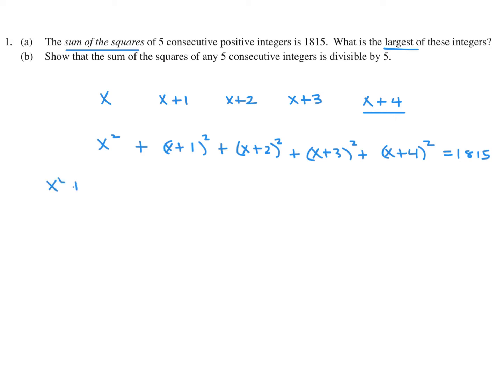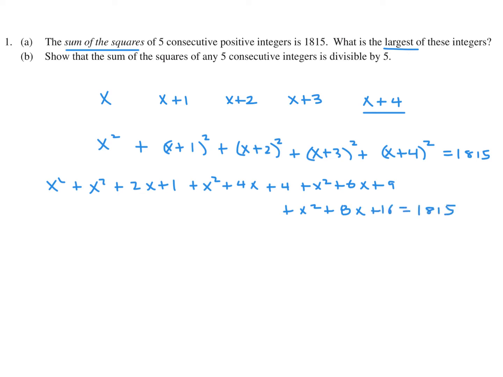So this is going to be x squared plus 2x plus 1 plus x squared plus 4x plus 4 plus x squared plus 6x plus 9 plus x squared plus 8x plus 16, and that is 1815. All right, so collecting like terms, we get 5x squared. Let's see here, 2, 4, 6, 6, 12, 12, and 8, 20, 20x, and then 1 plus 4, 5, 14, 30. So that is our equation.